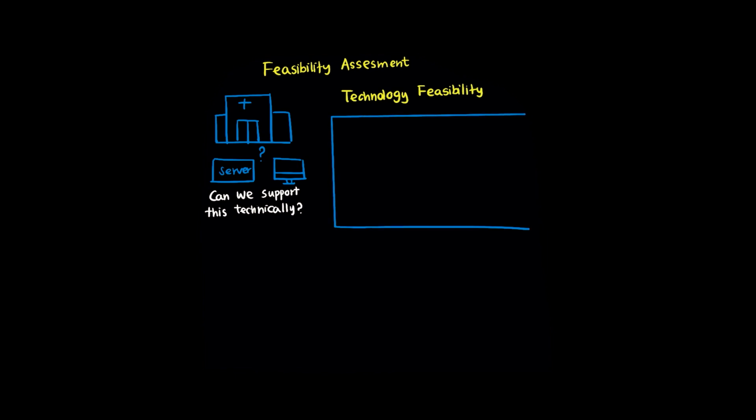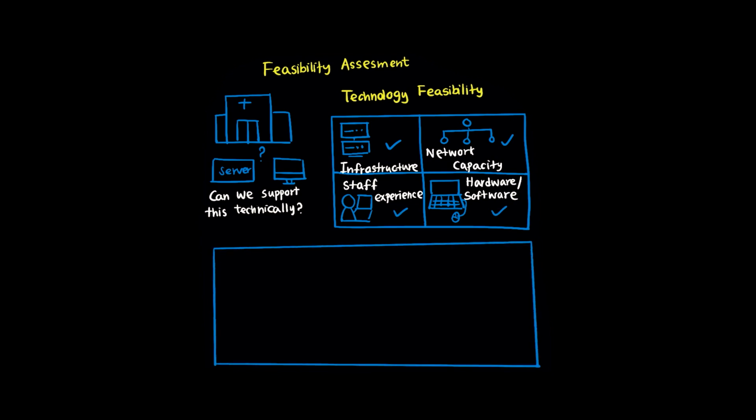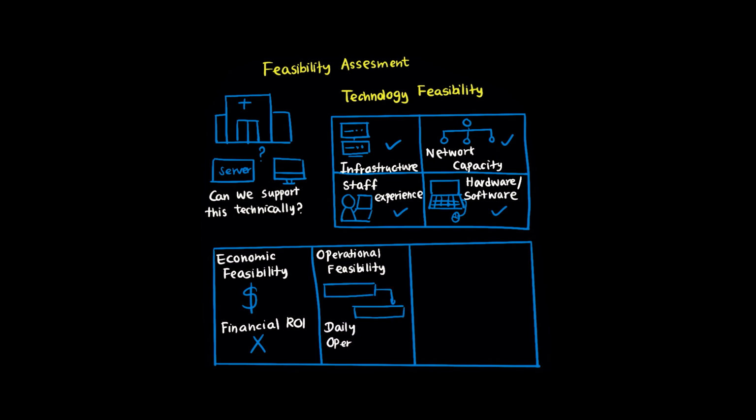Can our servers handle it? Do our staff have the skills? Is our network robust enough? Economic feasibility looks at return on investment and financial viability. The money question. Operational feasibility examines whether your organization can actually use and integrate the system into daily operations. Schedule feasibility assesses if timelines are realistic, but technology feasibility specifically zeroes in on that technical capability question. Infrastructure and expertise.